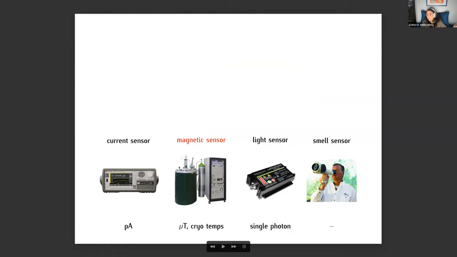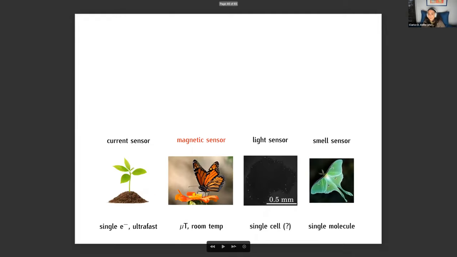Before in my career, I was used to dealing with technological sensors, like this magnetic sensor. But at some point I realized that nature many times produced sensors that overperformed humankind-made sensors in crazy, crazy ways. Right now, I would like to talk to you about a natural magnetic sensor that I'm going to argue is quantum enhanced.